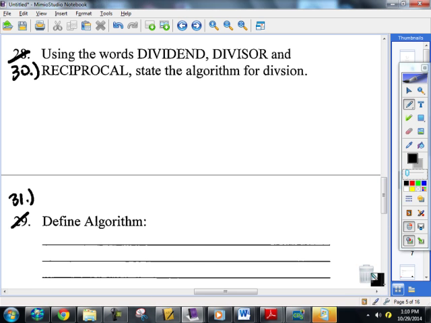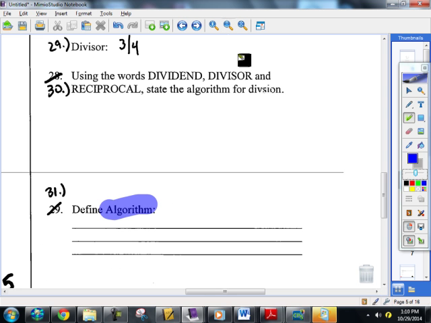And then, guys, an algorithm, very simply, is a what, Aiden? Just a step-by-step process or a set of steps to find an answer. I said it's a step-by-step process of finding the answer. Yep, fine. As long as you said something about it being a step-by-step process.